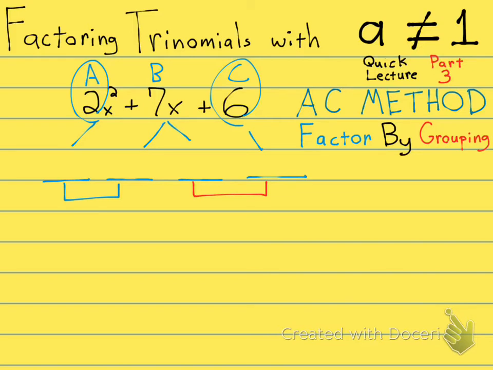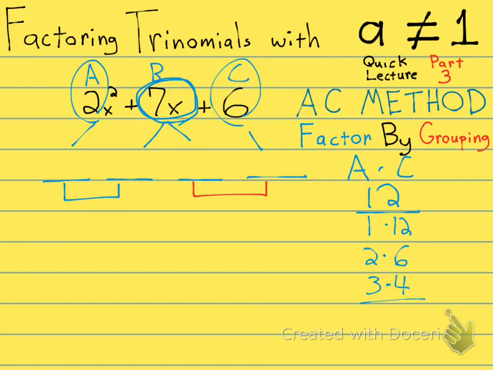AC method. First I need to find A times C. A times C is 2 times 6, which is 12. Now let's list all our multiples of 12, starting with 1: 1 times 12, 2 times 6, and 3 times 4. Now I'm looking for the numbers that give me 7x. This is like the opposite of FOILing. Which ones give me 7x? Yeah, that's 3 and 4.